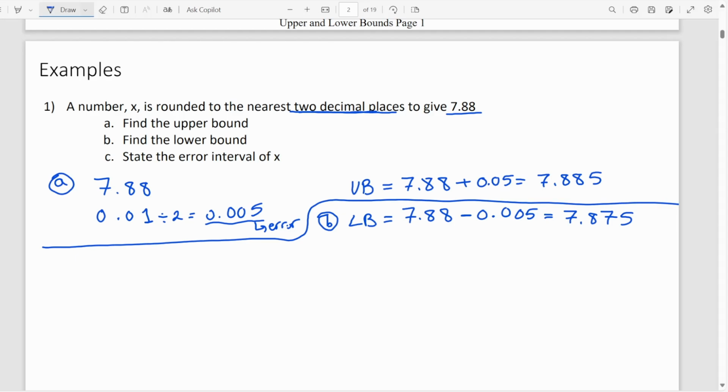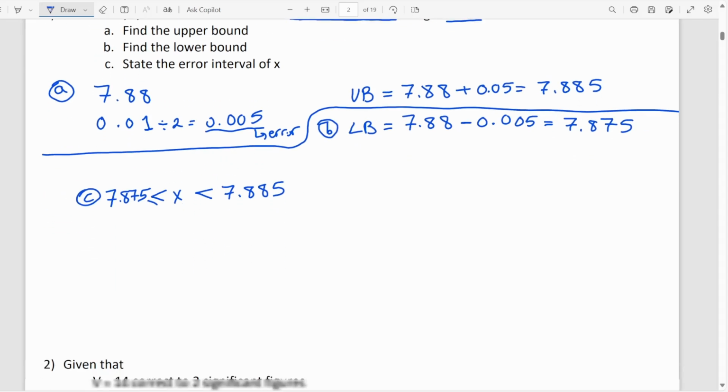Okay, let me erase this now. For part C, we're being asked for the error interval of x. So x is between the lower bound over here, 7.875, and the upper bound over here, 7.885. Okay, moving on.